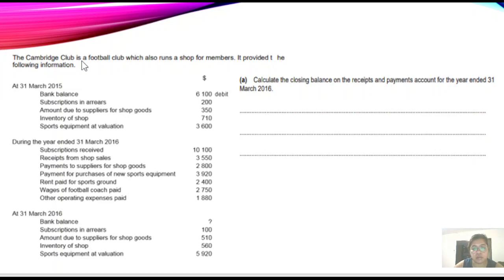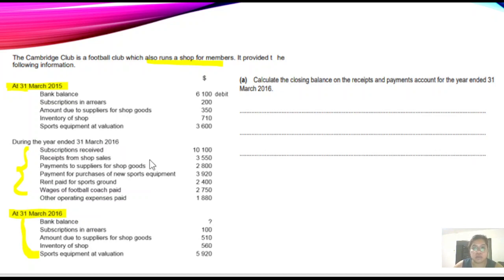So, first of all, read the question thoroughly. The Cambridge Club is a football club which also runs a shop for members. It provides the following information. These are the balances at 31st March 2015, so it's your opening balance, and these are your closing balances, because they belong to 31st March 2016. And there are some transactions which have happened in the year ended 31st March 2016.